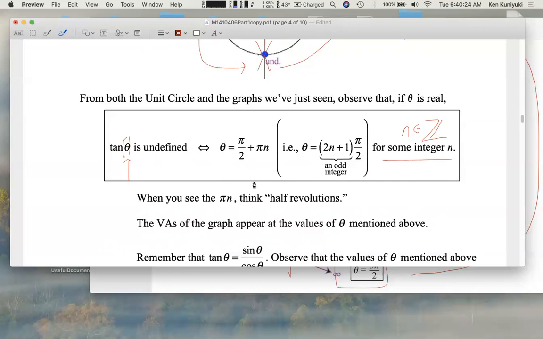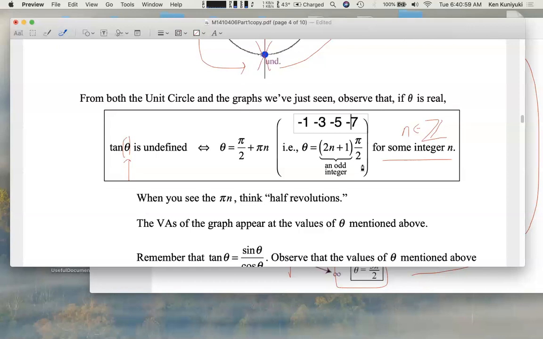Now, if you notice the angles, the values for theta in radians for which we have a problem, where tangent of theta or slope is undefined, remember, it was 1 pi over 2, 3 pi over 2, 5 pi over 2, 7 pi over 2, and so forth. Also, negative 1 pi over 2, negative 3 pi over 2, negative 5 pi over 2, negative 7 pi over 2, and so forth. So another way to write this is to factor out pi over 2.